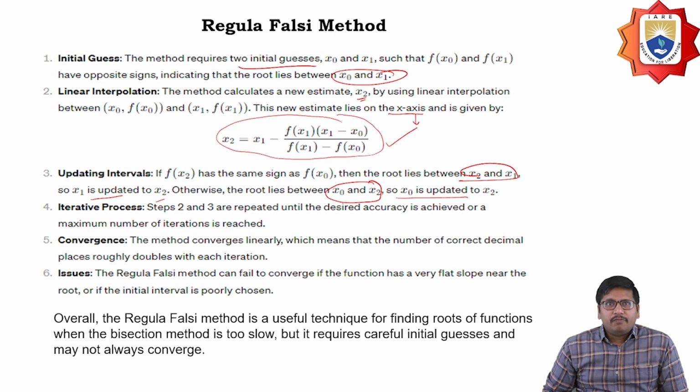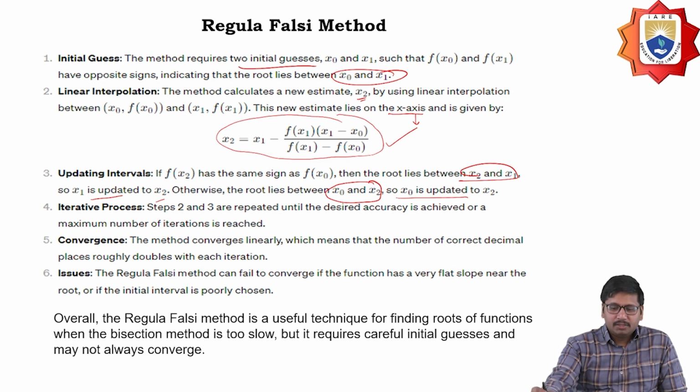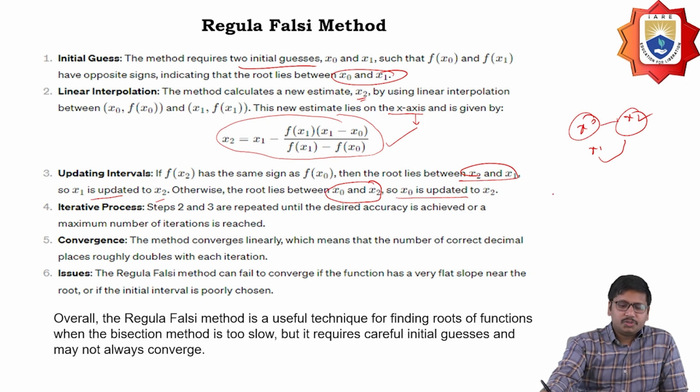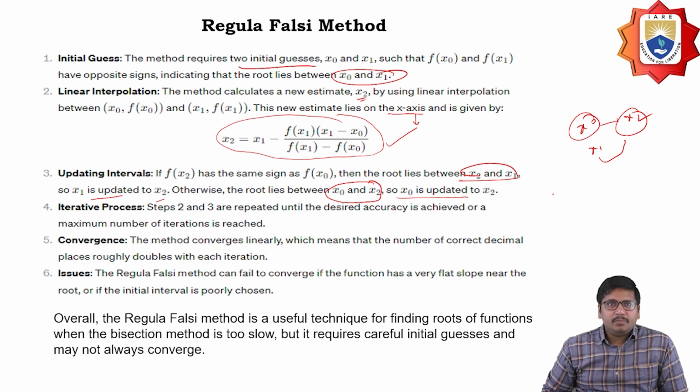So x0, x1 is there and x2 is there. If f of x2 has the same sign as f of x0, the root lies between x2 and x1, which means x1 is updated to x2. Otherwise, the root lies between x0 and x2, so that x0 is updated to x2. This is the interval updating process.